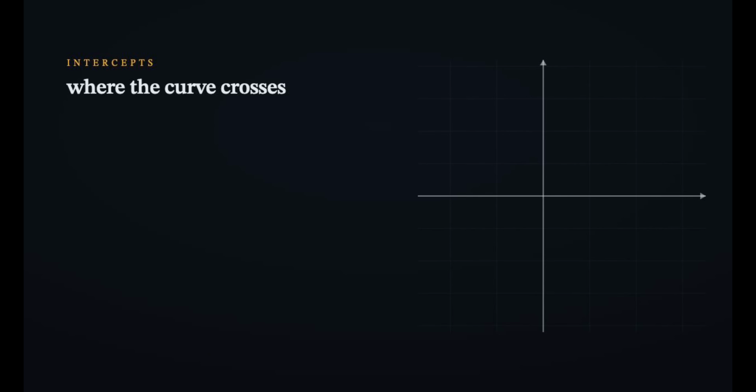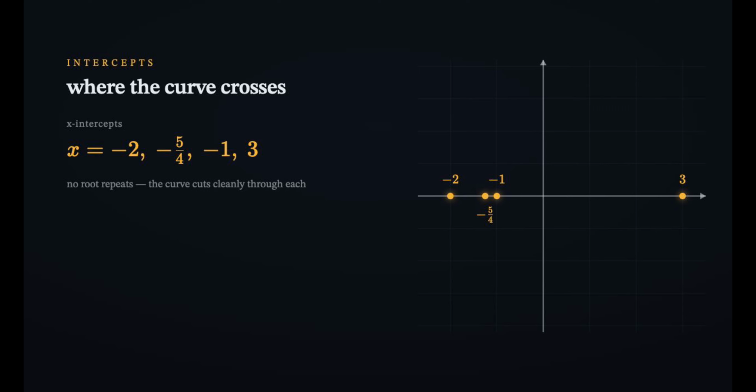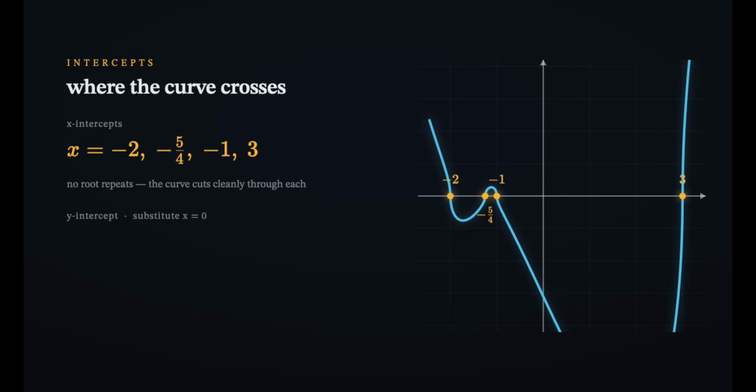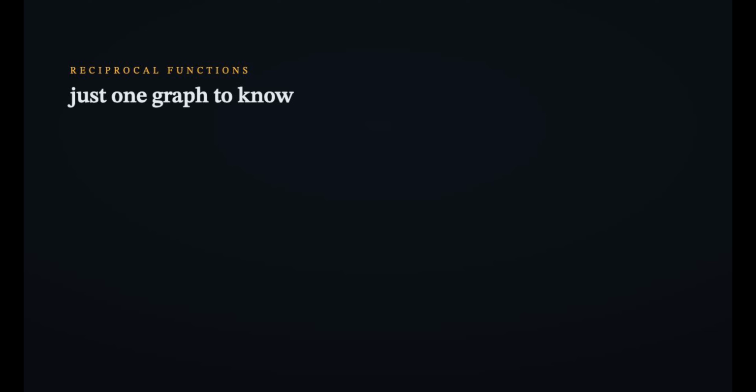Now let's find our x-intercepts: minus 1, minus 2, 3, and minus 5 over 4. No root appears twice, so our line will cleanly cut through all of them. Let's draw it and make sure to turn around after passing each root. Alright, now we just need to find the y-intercept. So substitute x equals 0 and let's see. Alright, all done.